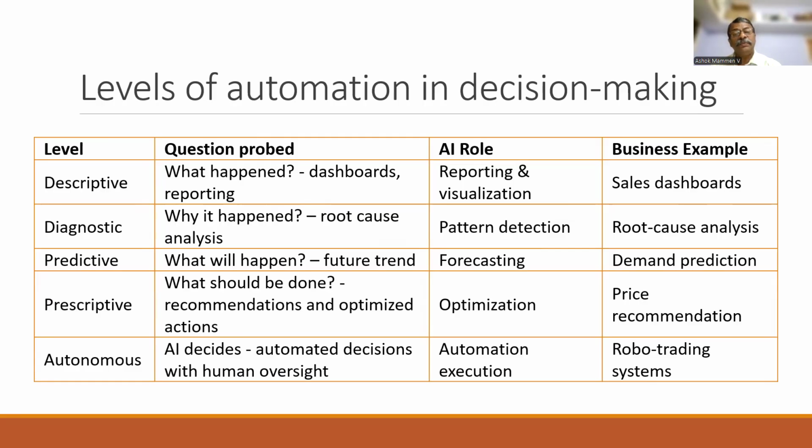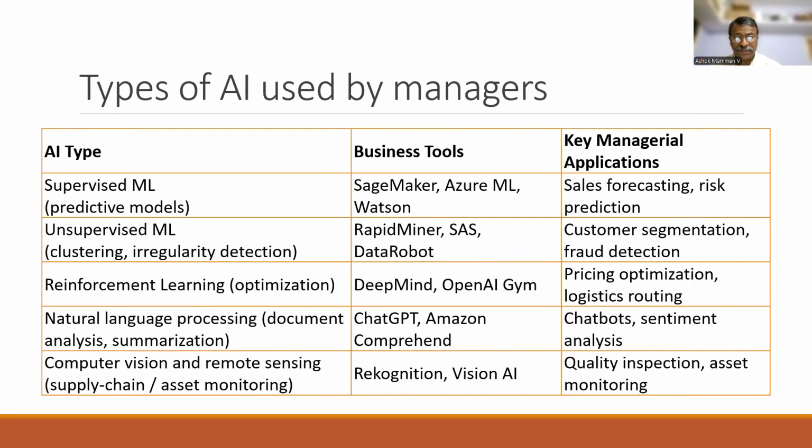Moving forward, what are the different types of AI used by managers today? A number of tools are there, ranging from all the normal things that we use, let us say ChatGPT or Gemini, or a number of other tools that are used by people who are doing artwork. So a number of AI tools are available. Basically, we can classify them into supervised machine learning, unsupervised machine learning, reinforcement learning, natural language processing, computer vision, and remoting.